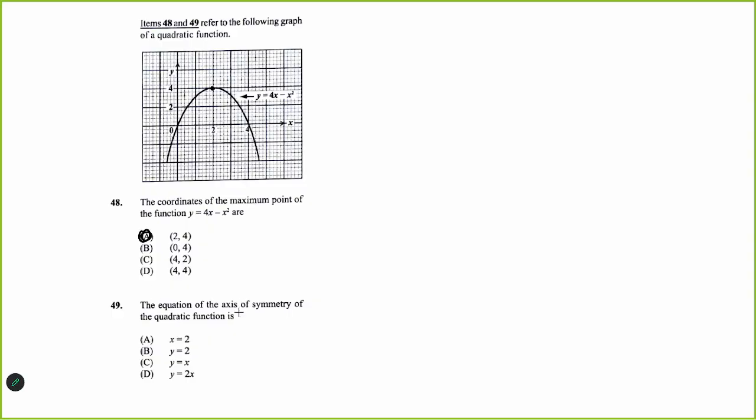The equation of the axis of symmetry of the quadratic function. Axis of symmetry is where it divides the parabola here into half, and that would be this. X is equal to 2.